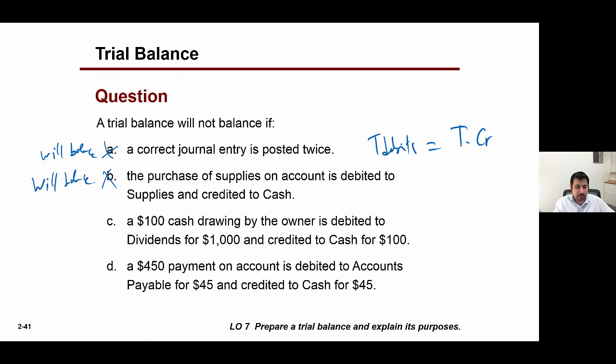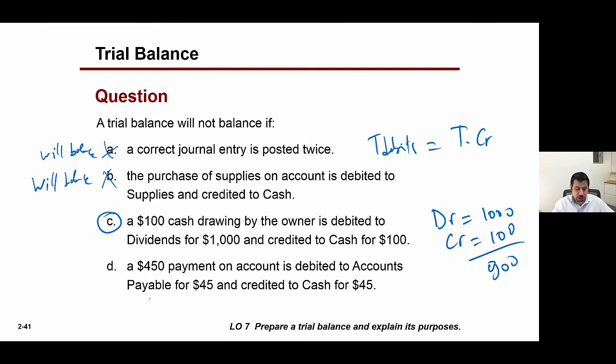The third one is $100 cash drawing by the owner is debited to dividends for $1,000 and credited to cash for $100. Now this one will not balance. So this is the right answer. Why? Because the debits here are equal to 1,000, whereas the credits is 100. There will be a difference of $900.